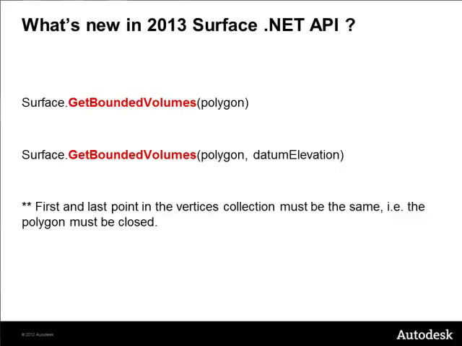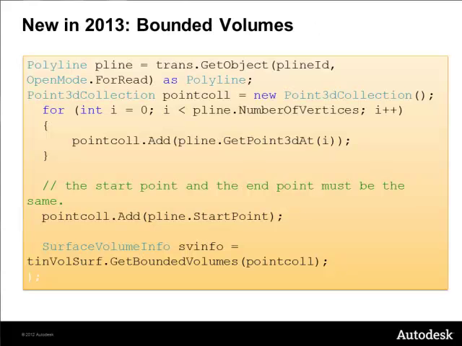In the overloaded method, datum elevation is a value of type double. In this case, volumes will be calculated from the specified datum elevation. Here is a code snippet on finding bounded volume. Again, all these samples have already been posted with more details in our infrastructure modeling dev blog.